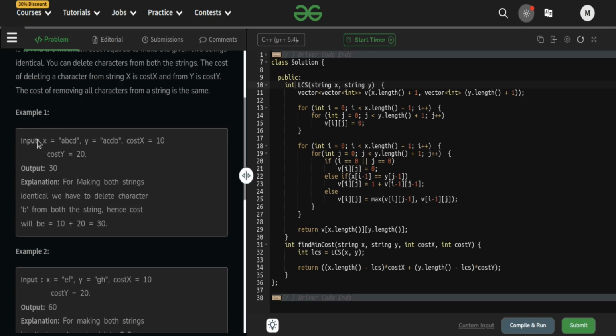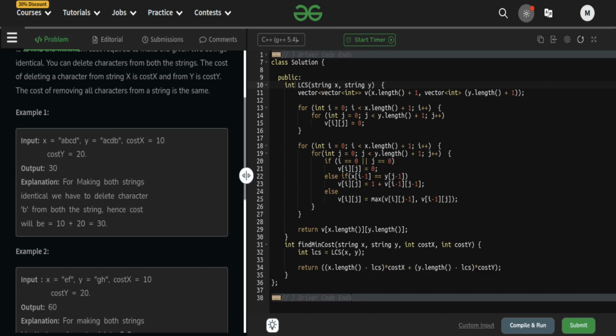So over here in this example, the string x which is given to us is abcd and the string y is acdb, and the value of costX is 10 and the value of costY is 20. In order to make x and y identical, we need to remove b from both these strings. So this b can be removed from string x and this b can be removed from string y. After doing so, string x and string y become equal. So the cost will be 10 plus 20, which is equal to 30. So that's about the problem statement, folks.